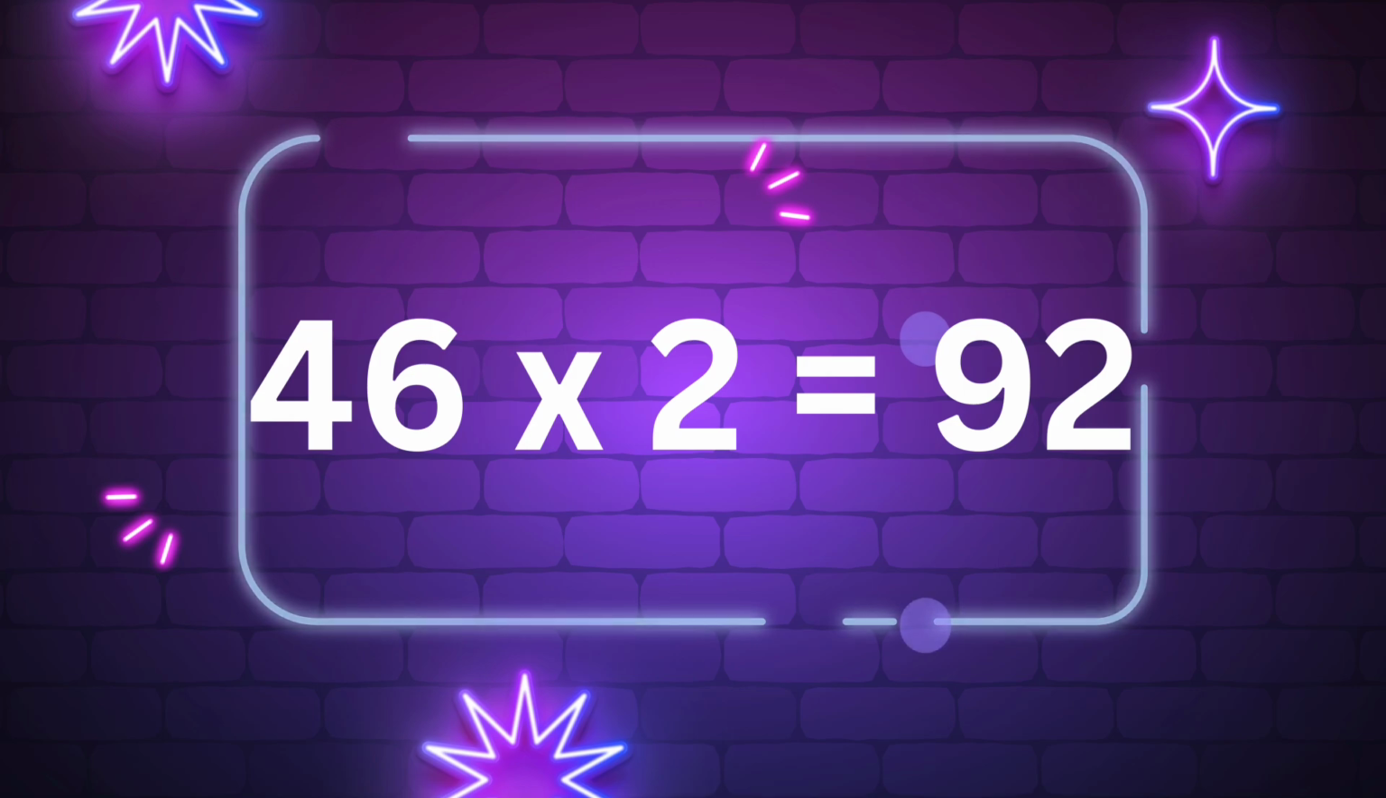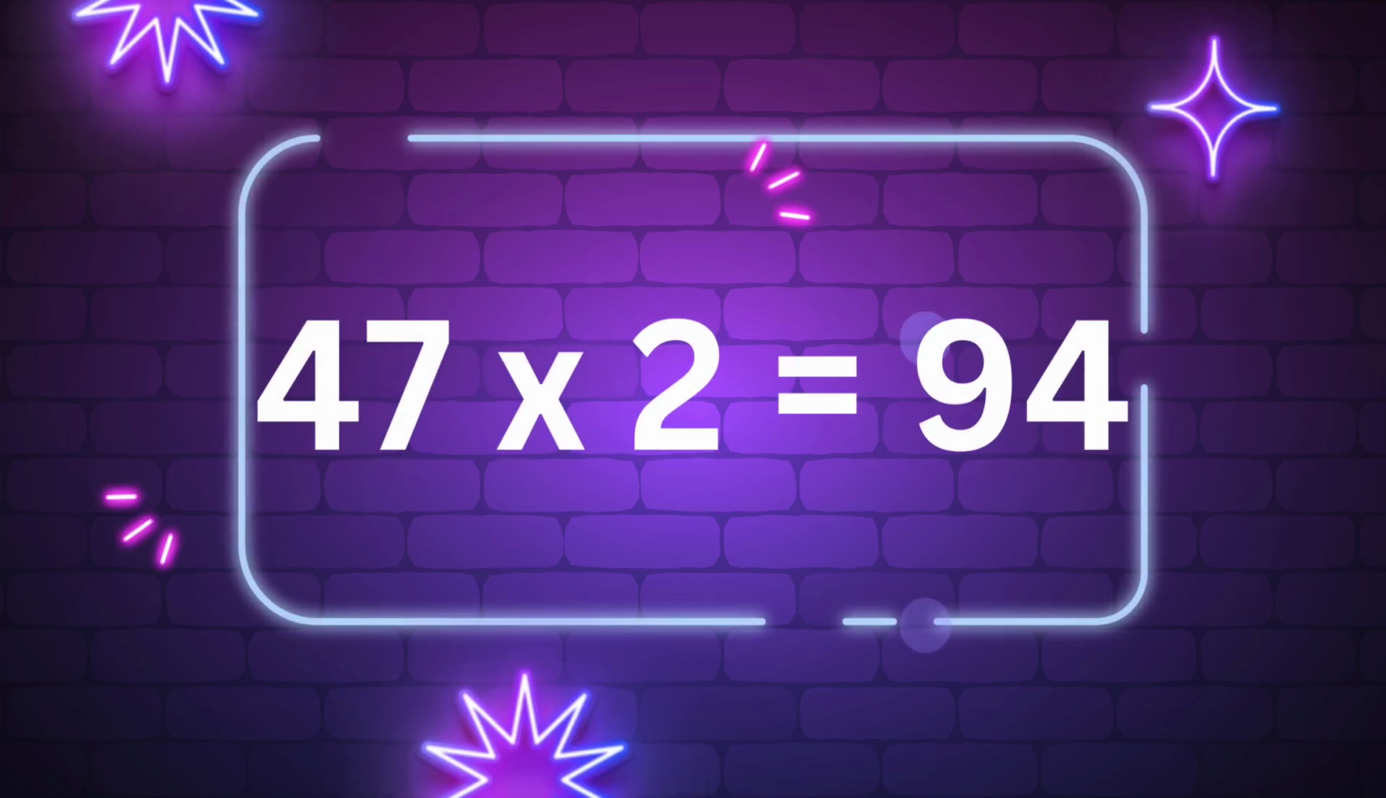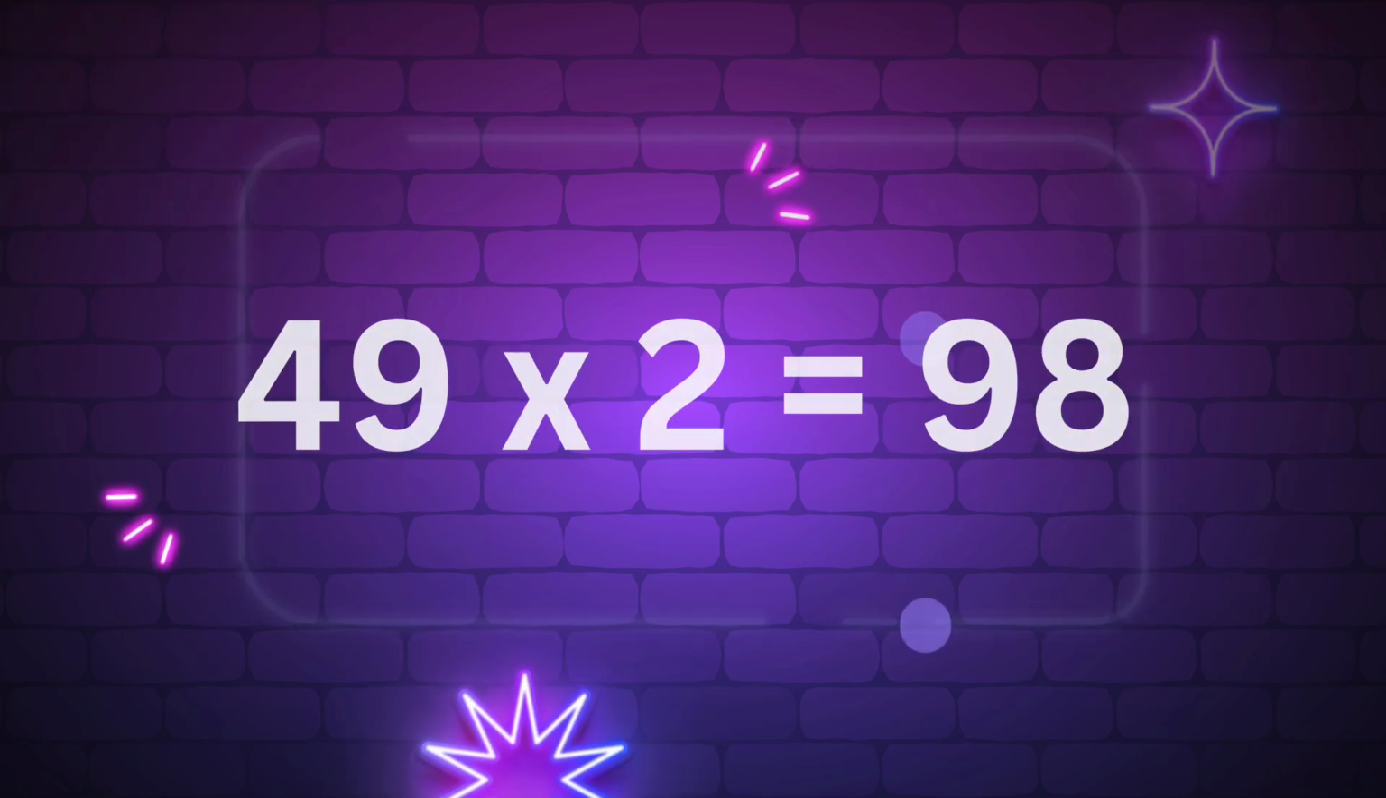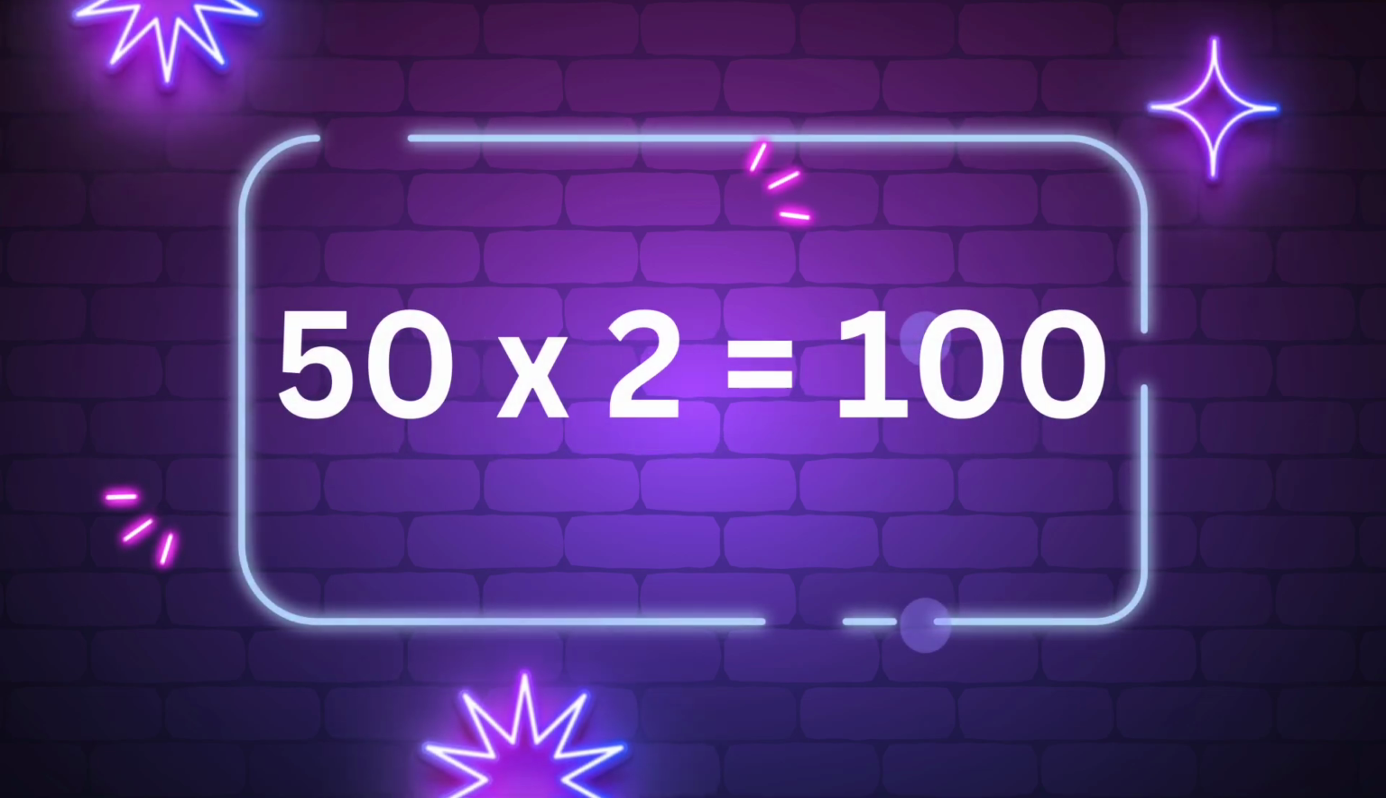45 times 2 is 90. 46 times 2 is 92. 47 times 2 is 94. 48 times 2 is 96. 49 times 2 is 98. 50 times 2 is 100.